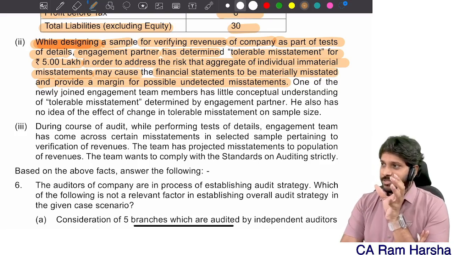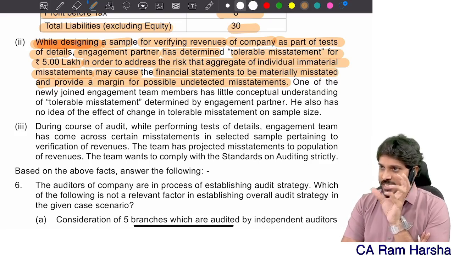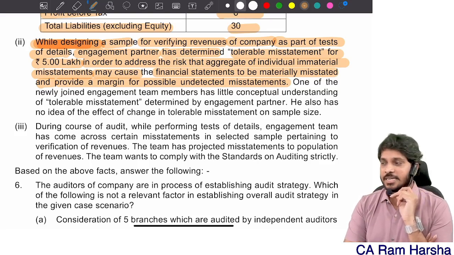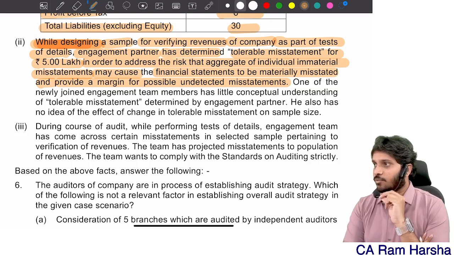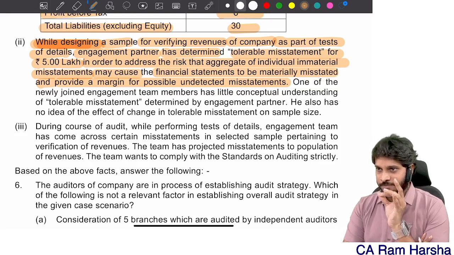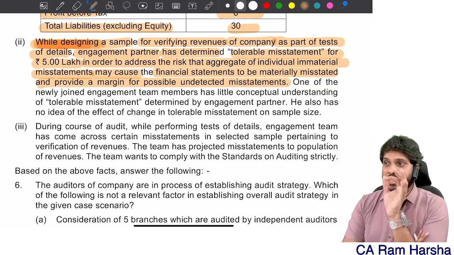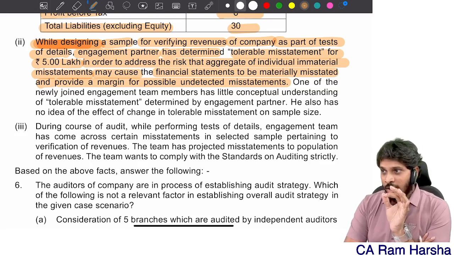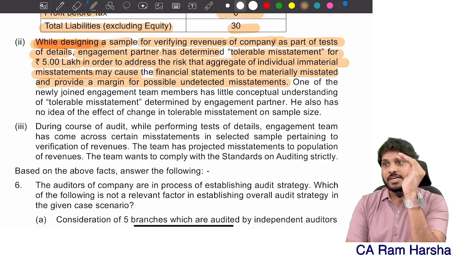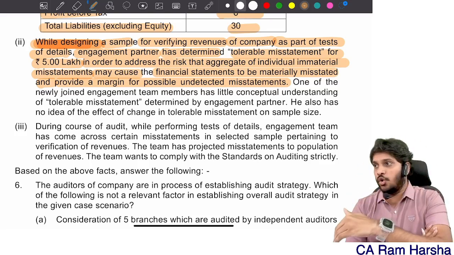What are the factors that affect sample size in case of test of details? 1. Risk of material misstatement. 2. Expected misstatement. 3. Tolerable misstatement. If tolerable misstatement is kept low, risk is high. If tolerable misstatement is increased, it means that risk is low. Correct?